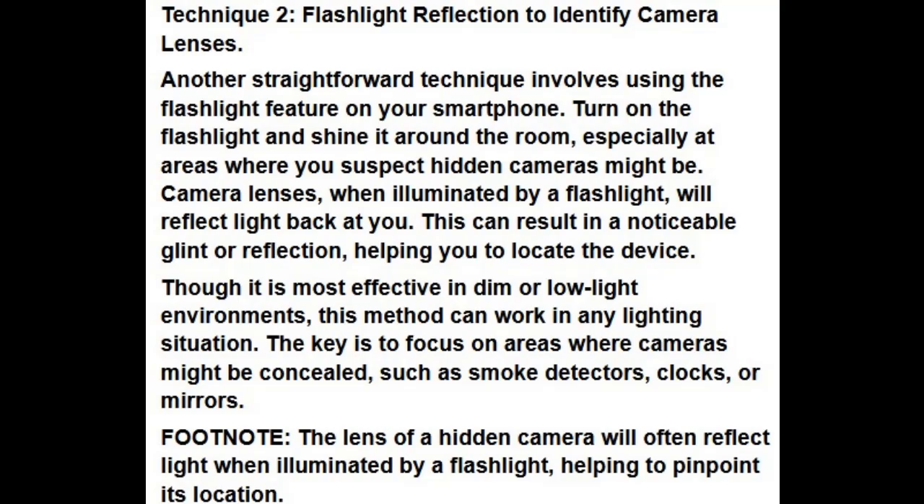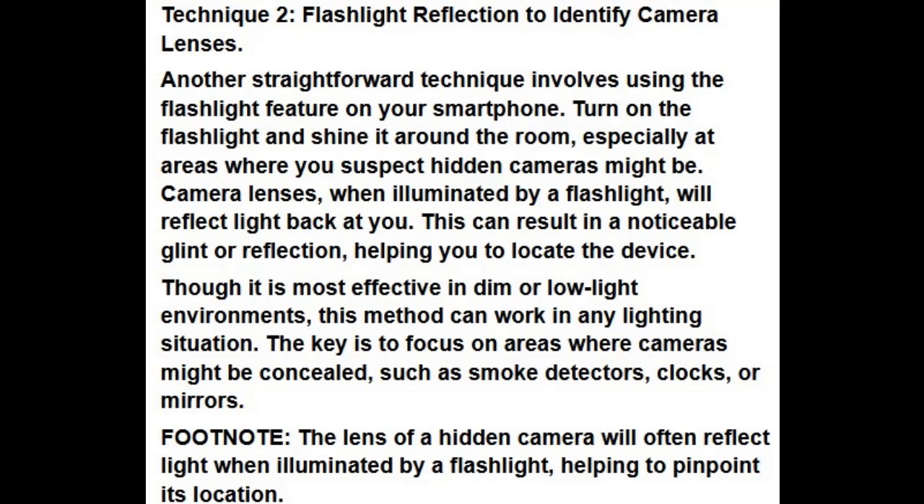Technique 2: flashlight reflection to identify camera lenses. Another straightforward technique involves using the flashlight feature on your smartphone. Turn on the flashlight and shine it around the room, especially at areas where you suspect hidden cameras might be. Camera lenses, when illuminated by a flashlight, will reflect light back at you. This can result in a noticeable glint or reflection, helping you to locate the device.